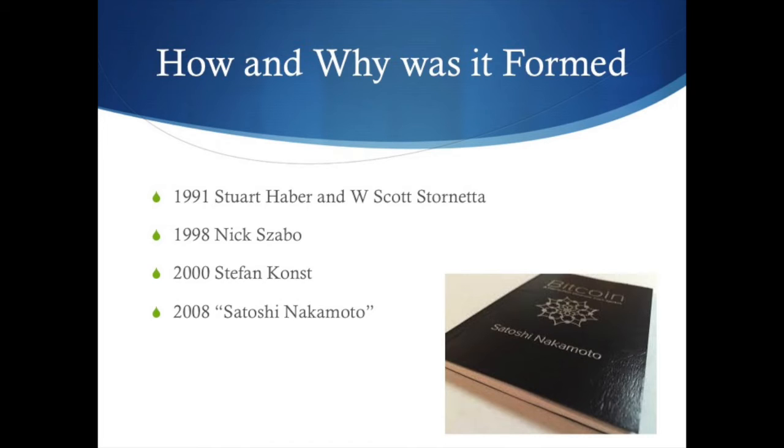So the first duo to come up with the idea of blockchain technology was Stuart Haber and W. Scott Stornetta, when in 1991 they came up with the concept of a cryptographically secured chain of blocks. And then next in 1998, a computer scientist named Nick Szabo came up with the idea of a cryptocurrency named BitGold, which is no longer in use. But we'll go more in depth on what cryptocurrencies are later. But it's one of the big ways that blockchain technology is used now. And then in 2000, Stefan Konst published a theory on cryptographic secured chains.